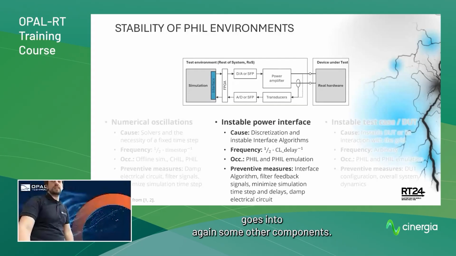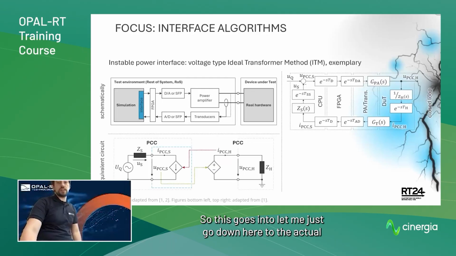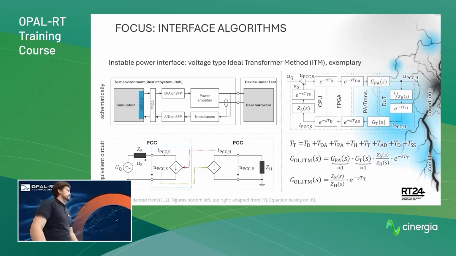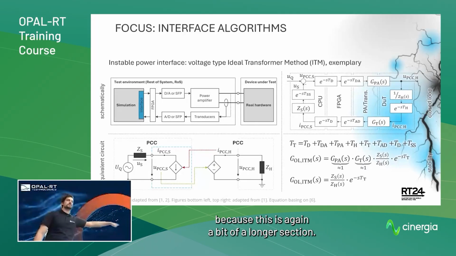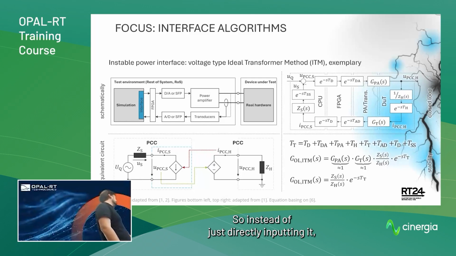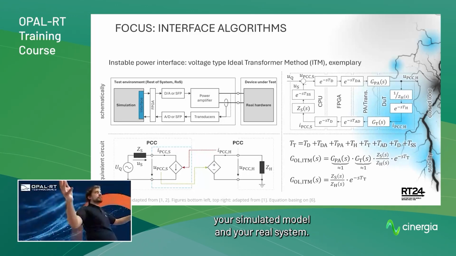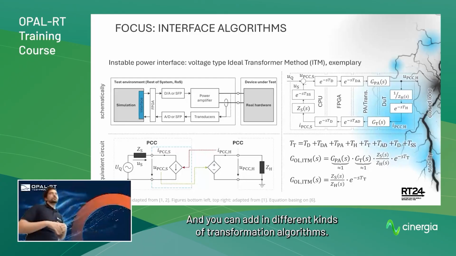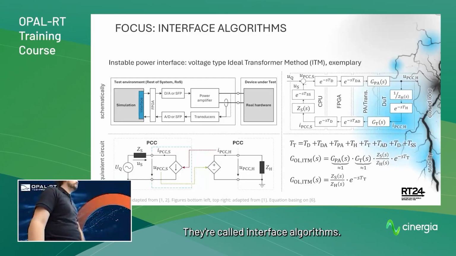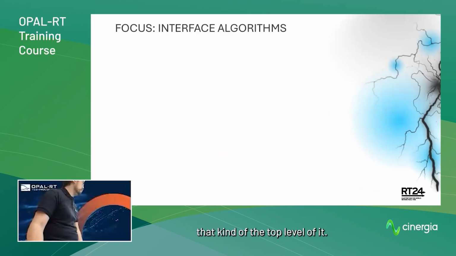And then this goes into, again, some other components. Let me just go down here to the actual... I'm not going to go through the full control mathematics because this is, again, a bit of a longer section. But the other option is you can change your control loop's interface. So instead of just directly inputting it, you can actually change the interaction between your simulated model and your real system. And you can add in different kinds of transformation algorithms. They're called interface algorithms. And I think there's a slide that I'll give you, the top level of it.